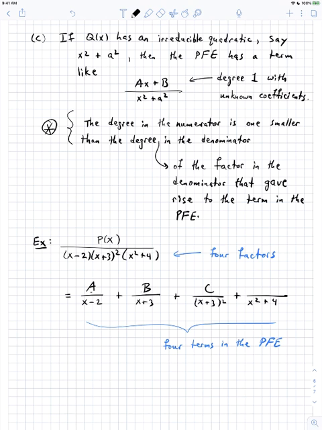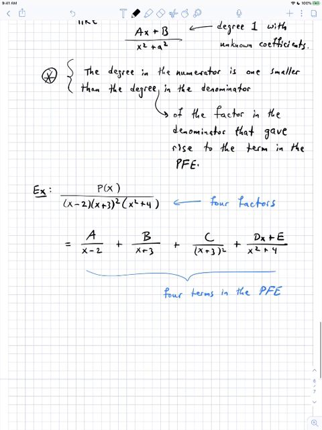So we can't use a, b, c, so we say the next letter is d, so dx plus e. Again, don't reuse letters. If you've already had an a and b and a c, then you don't want to use those again. So that's your partial fractions expansion.